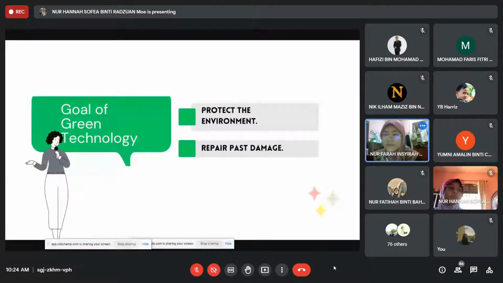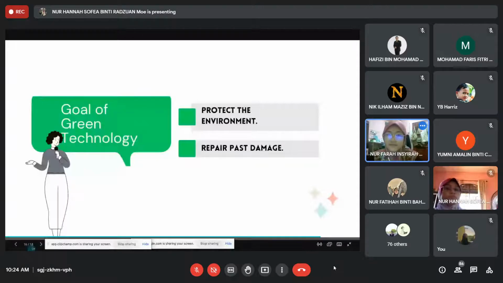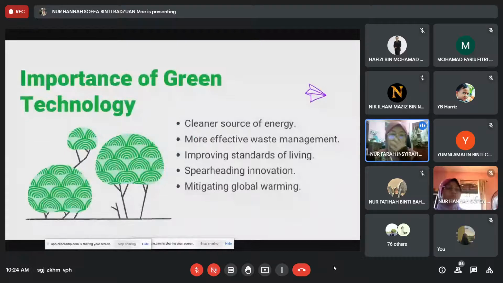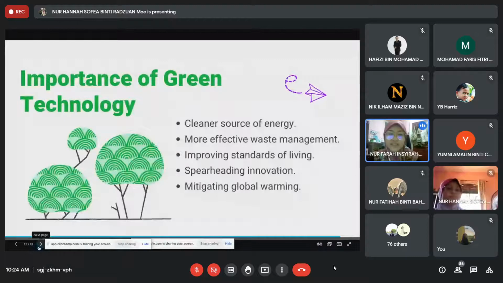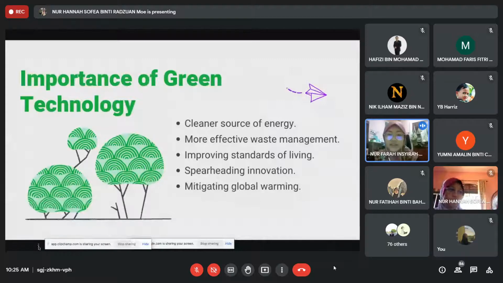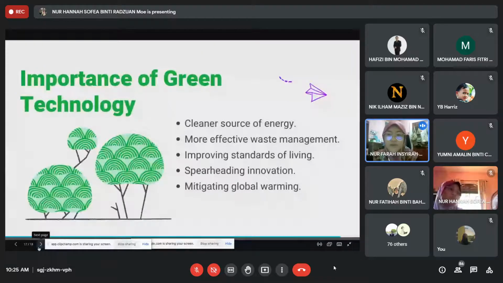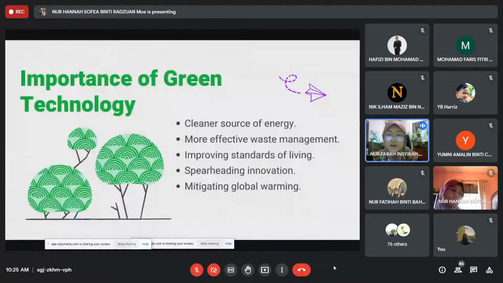Okay, so the first importance of green technology is that green technology can promise us a cleaner source of energy. So when we use a cleaner source of energy, we can save the environment from pollution and also help reduce business carbon footprint. If you don't know, carbon footprint is a measure of the impact your activities have on the amount of carbon dioxide produced through the burning of fossil fuels and is expressed as a rate of carbon dioxide emissions produced in tons.